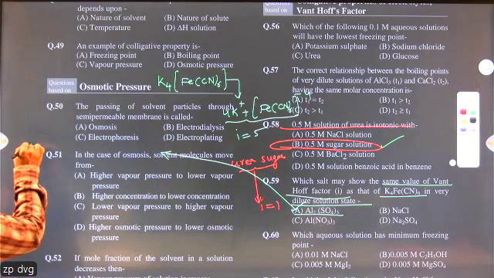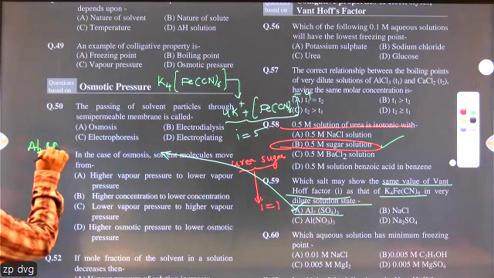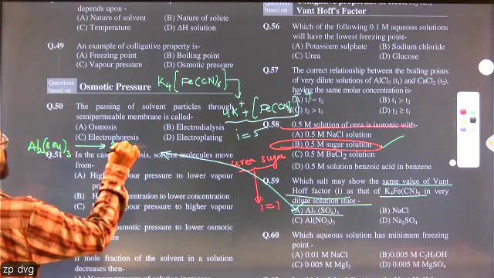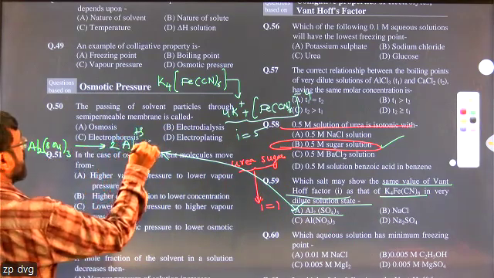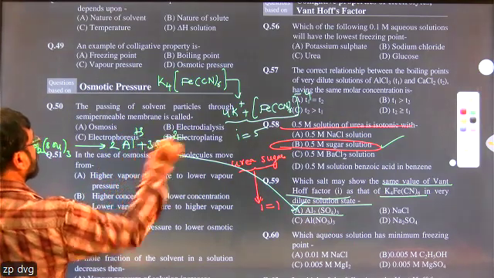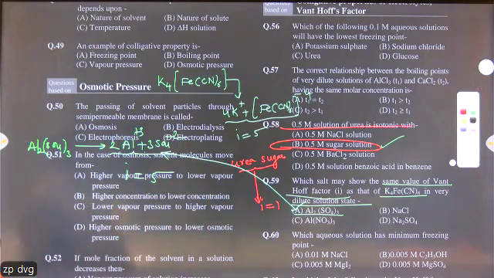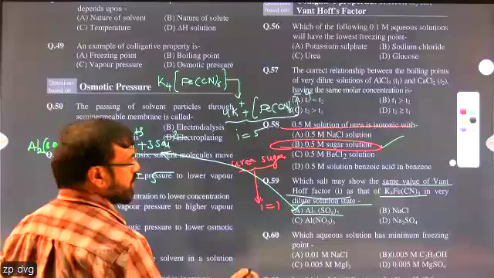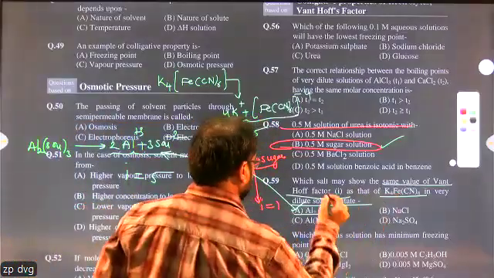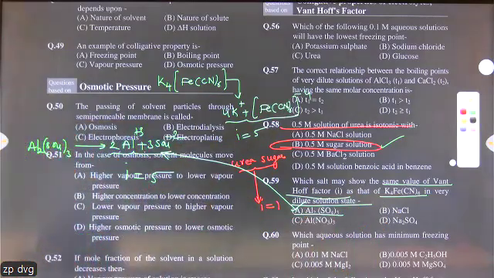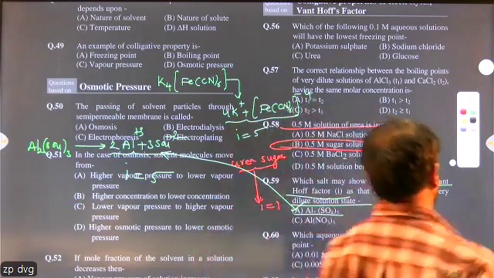How? Aluminium sulfate dissociates into 2Al3+ and 3 moles of SO4 2-. Then the total number of particles is equal to 5. Both have the same number of particles. K4[Fe(CN)6] has the same number of particles as aluminium sulfate. So option A is the correct answer for the 59th question.